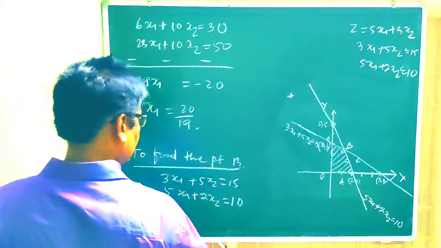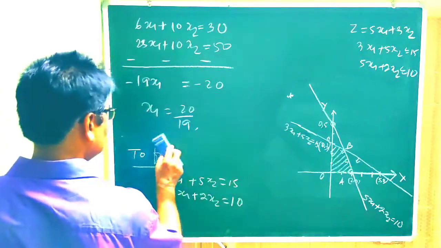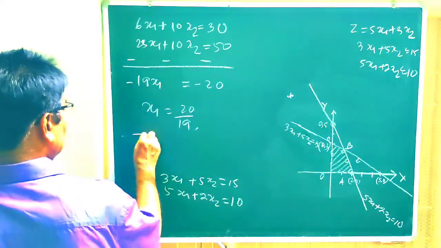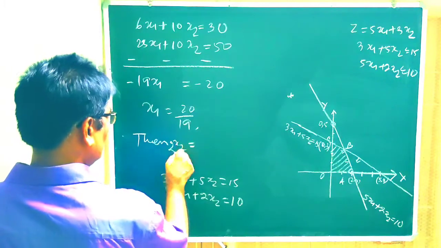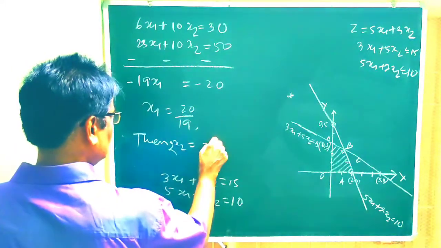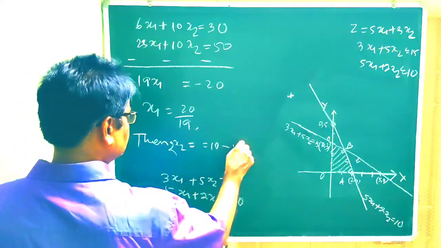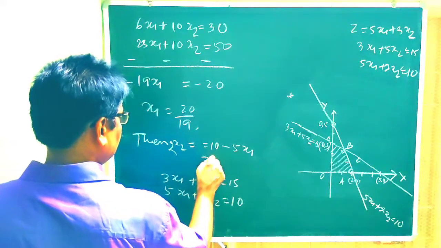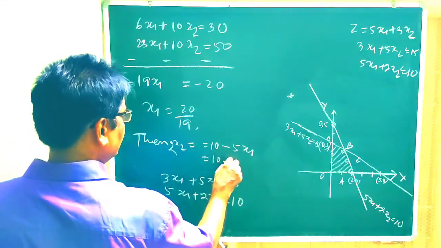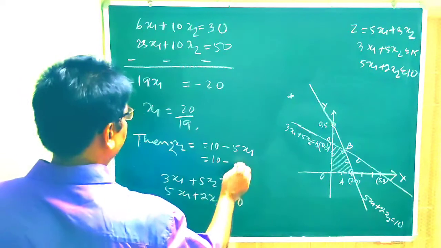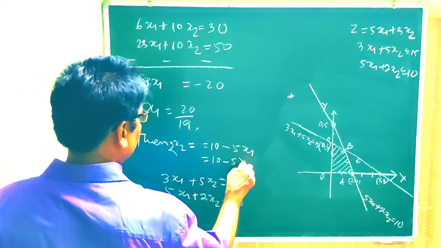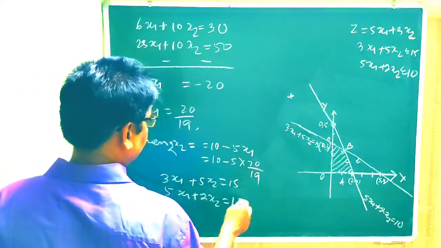Then x2: 2x2 is equal to 10 minus 5x1, is equal to 10 minus 5 into 20 by 19.